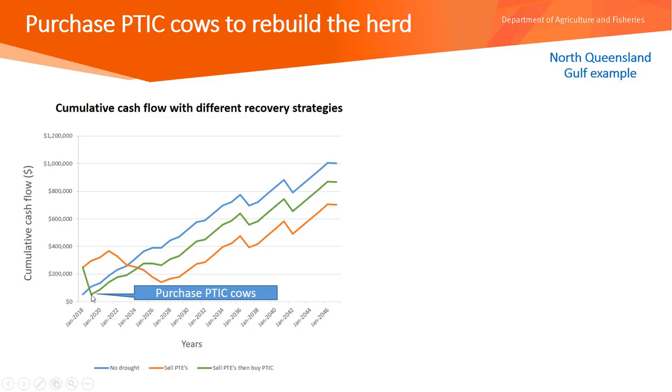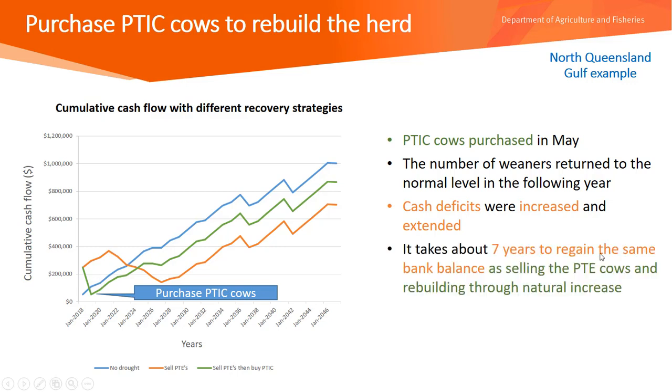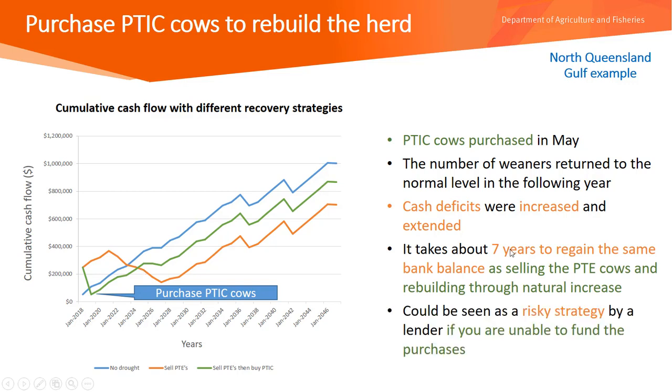So there's our cash flow, it ducks down as we buy those cows, and then our numbers rebuild. We decided the PTIC cows were purchased in May, and they produced calves later that year. The number of weaners returned to the normal level in the following year. The cash deficits were increased, so compared to selling the PTE cows and just hanging on and doing nothing, there's a significant difference there in the cash flow. It takes about 7 years to get back to equivalent status, but after that, it does progress better than just the do nothing, let your herd rebuild strategy.